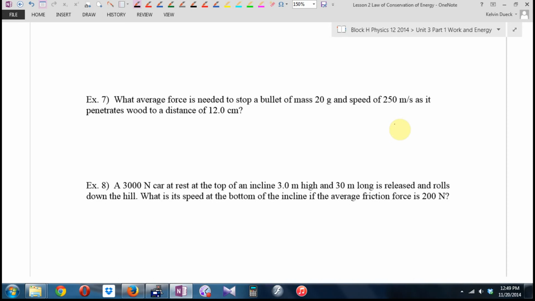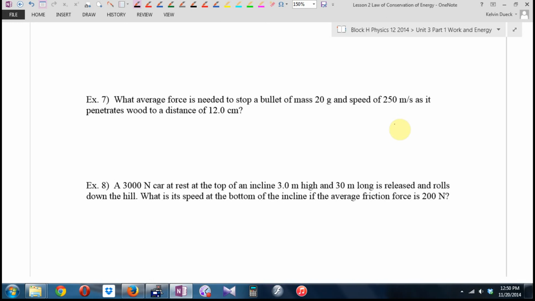It says this: what average force is needed to stop a bullet of mass 20 grams and speed 250 meters per second as it penetrates wood to a distance of 12 centimeters? I could probably do this using last unit. I could say, well, force, mass times acceleration. Find the acceleration. They gave me the mass. V initial is 250. V final is 0. Stopped.